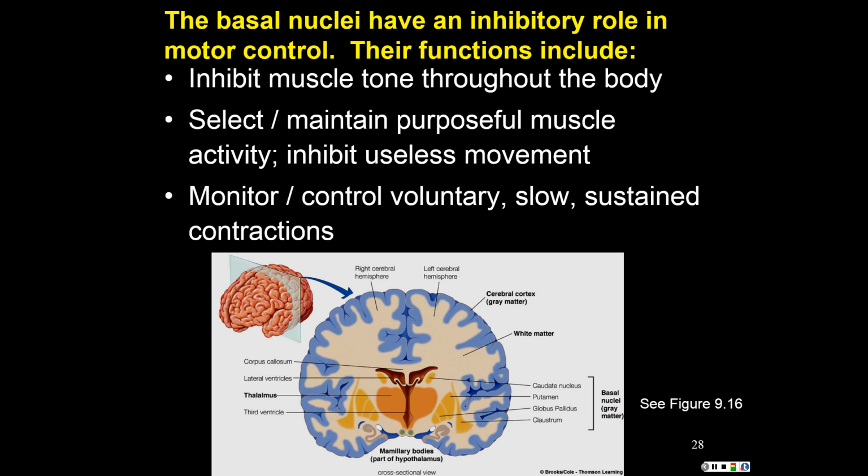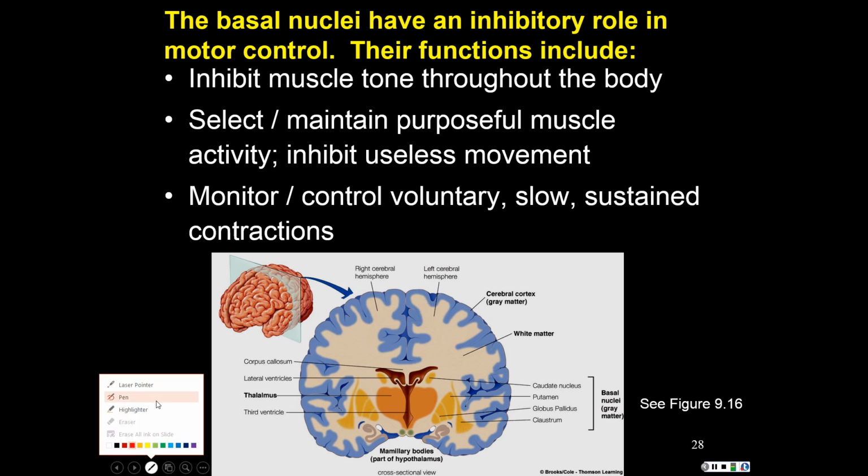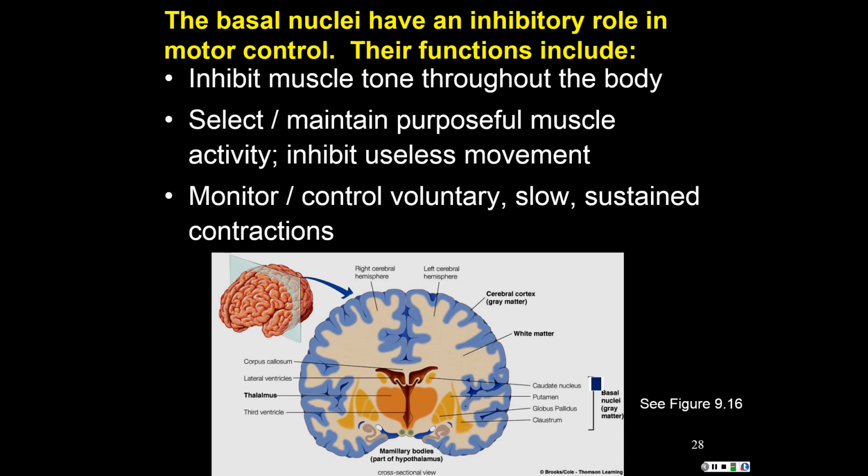So that's the cells in the basal nuclei. They're in the internal core of the brain, and you can see illustrated in this image here on the bottom that the cells of the basal nuclei are in this gray matter area of the brain.